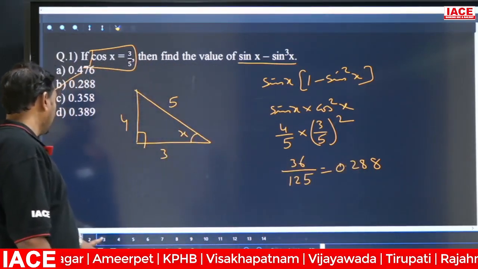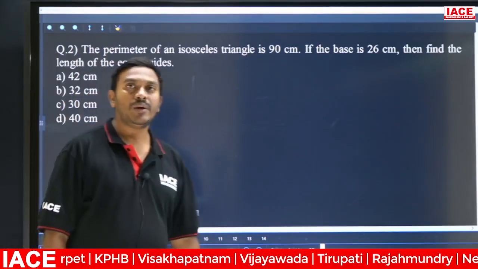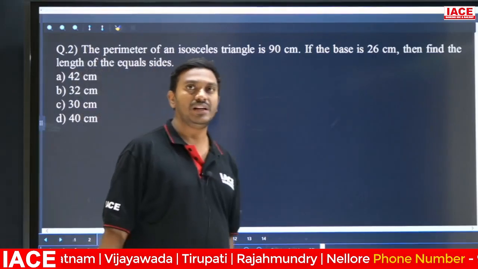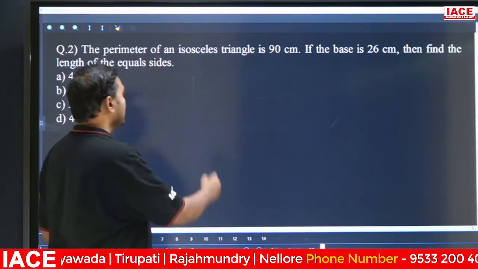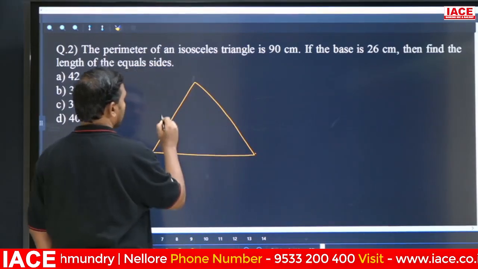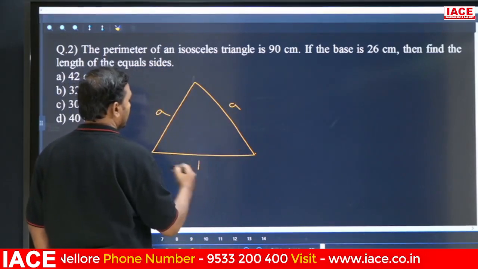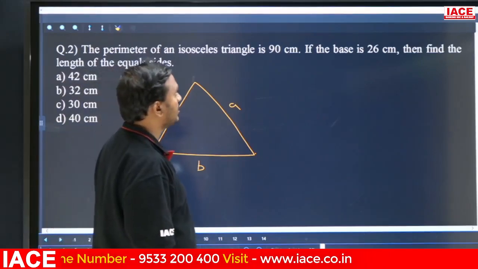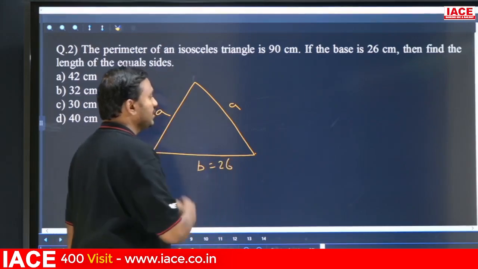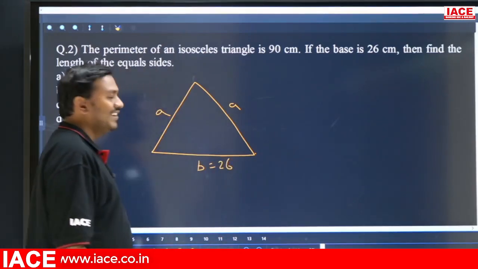Then question number 2. The perimeter of an isosceles triangle is 90, and its base is 26. Then find the equal side. In an isosceles triangle the sides are A, A, B, so the perimeter is 2A plus B.